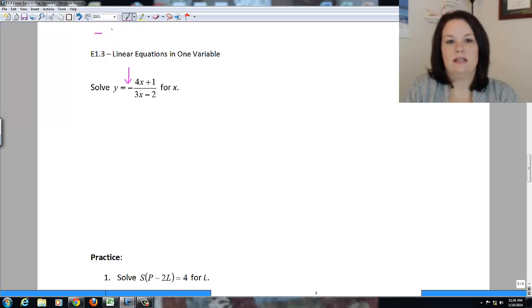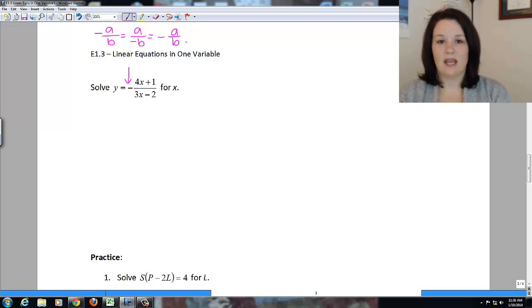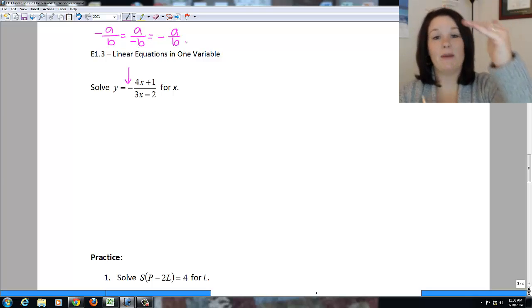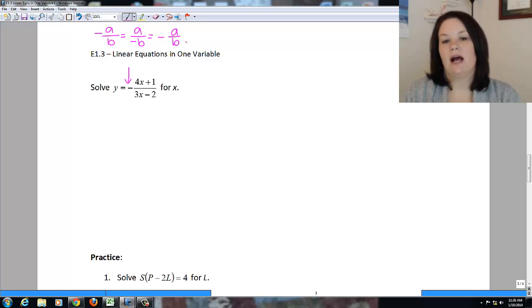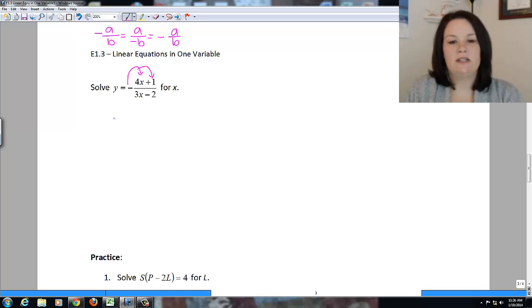In other words, negative a over b is the same as a over negative b is the same as negative a over b. So wherever that negative is, you can either write it out front, you can write it on the top, or you can write it on the bottom, but we don't put that negative on top and bottom. So before we get started, I'm going to go ahead and just distribute that negative to the top. And that way it's not floating out there and we don't have to worry about it. So this gives me y is equal to negative 4x minus 1, all over 3x minus 2.